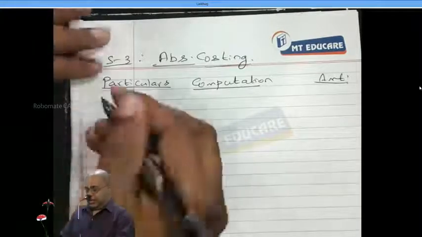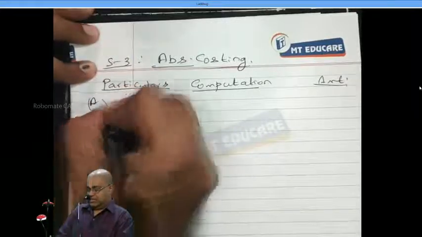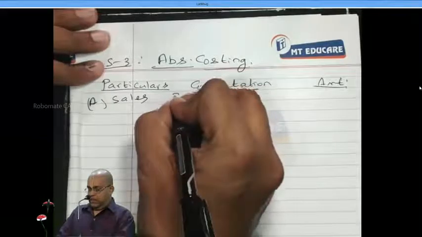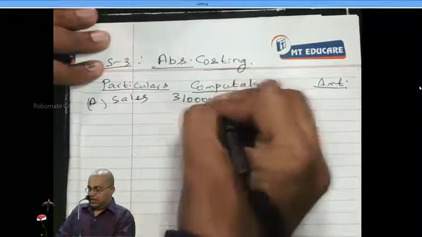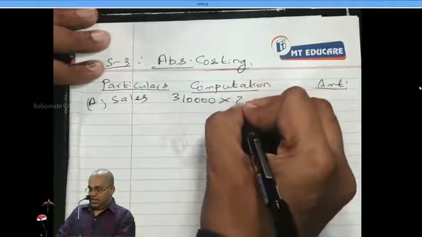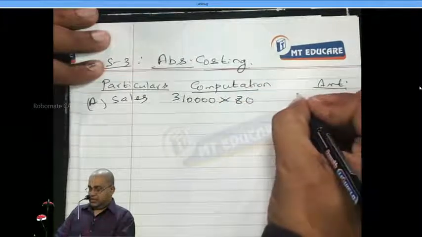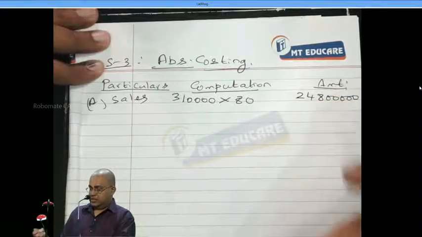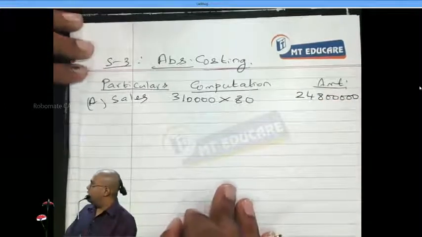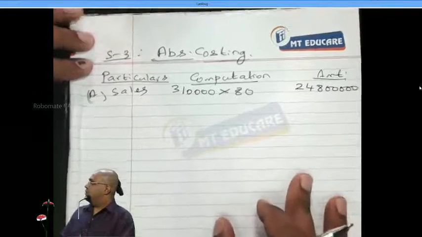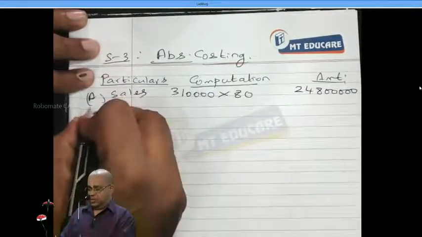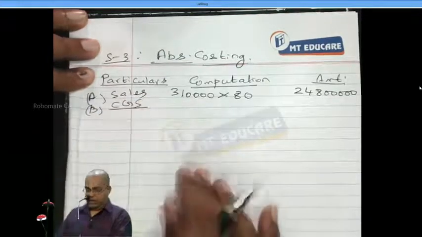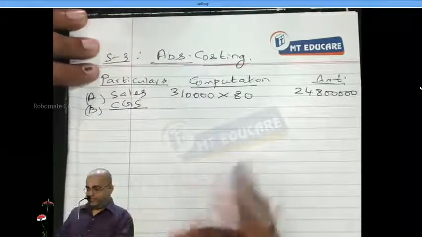Now, first, what is capital A? Sales. Capital A, sales. How many units sold? 3,10,000 units into what is the selling price? 80. That gives you 2 crores, 48 lakhs. Sales is 2 crores, 48 lakhs. From this, I have to reduce capital B, what? Cost of goods sold.